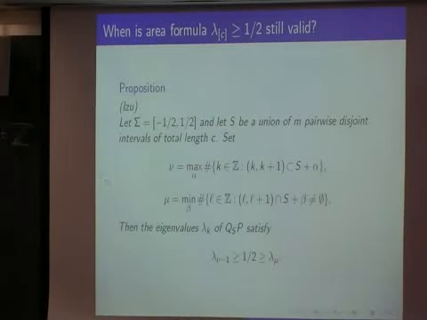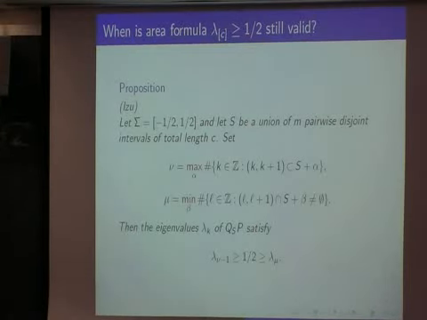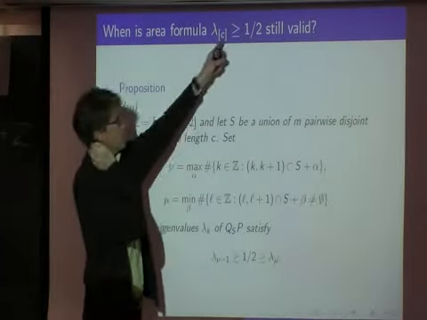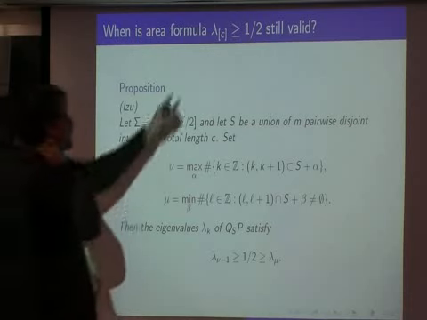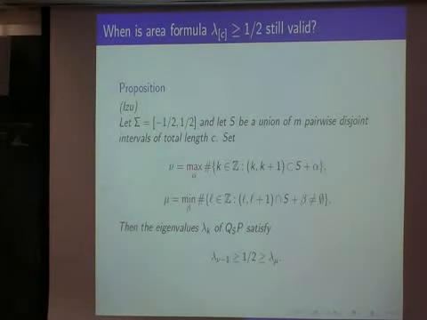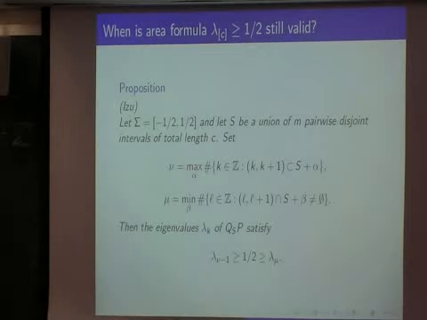So Scott and I asked, when is this area formula valid in general? On the real line, when can we say that the number of eigenvalues we're going to have is proportional to the time-frequency area? So Scott looked very closely at Landau's estimates, and he concluded that the correct way of phrasing this, except he got time and frequency backwards, is that if you take the frequency support to be minus half to half, and S, the time support, to be a finite union of intervals, it doesn't really matter which is which.